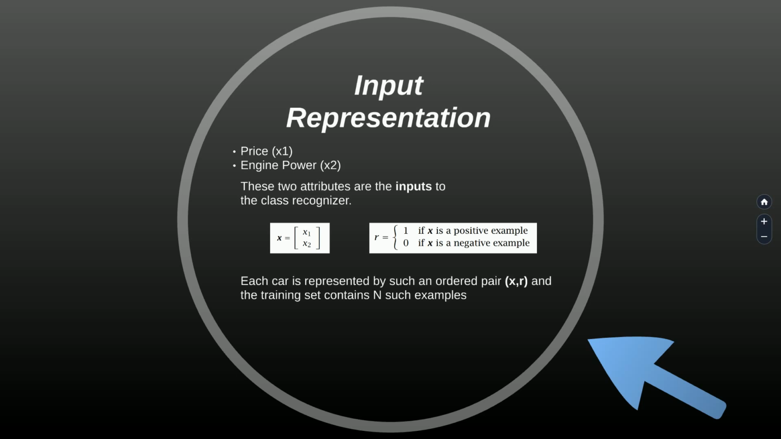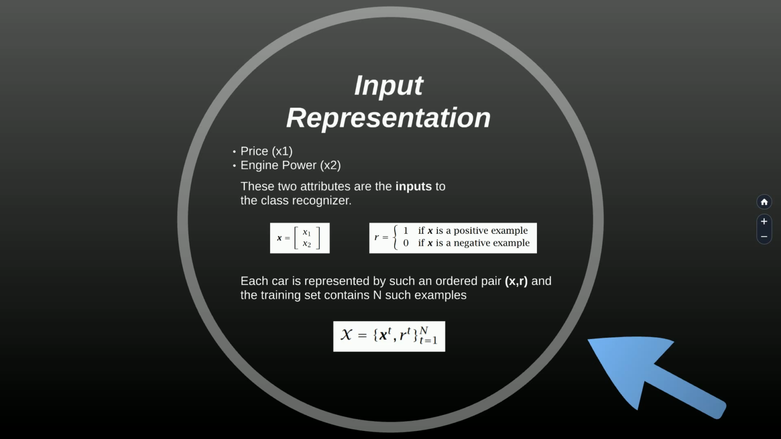So in our input representation, each car is going to be represented by an ordered pair x and r, where both x and r are vectors, and the training set is going to contain n such examples. So we could have any number, the more the better. This is machine learning, so large data sets are going to be more beneficial just because of probability theory. However, that number is undefined here, but we can write our entire input as capital X equal to the set of x of t, r of t, from t equals 1 to n, where 1 to n is just going to be an ID for our different inputs.